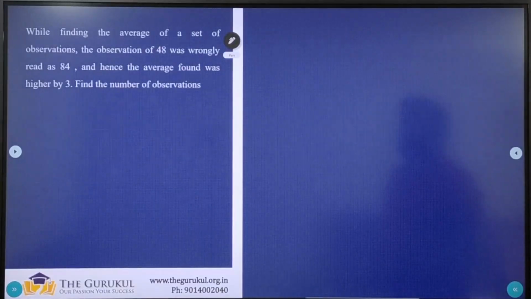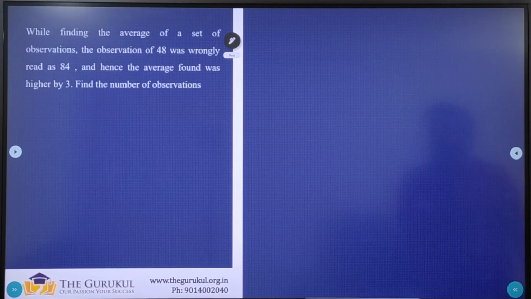While finding the average of a set of observations, the observation of 48 was wrongly read as 84, and hence the average found was higher by 3. Find the number of observations.